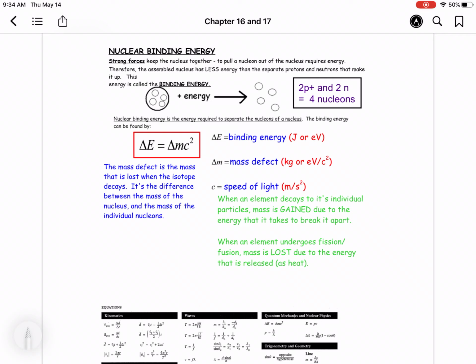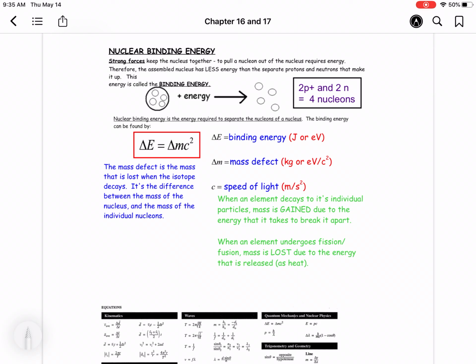One thing they noticed, based on Einstein's equation, E equals mc squared, is that when the particles are together, they generally weigh less than when they are separate. So there's a difference in mass between particles in a nucleus and separate particles. What Einstein figured out is that this difference in mass is how much energy is keeping them together. This is the binding energy, and it's a very small difference.